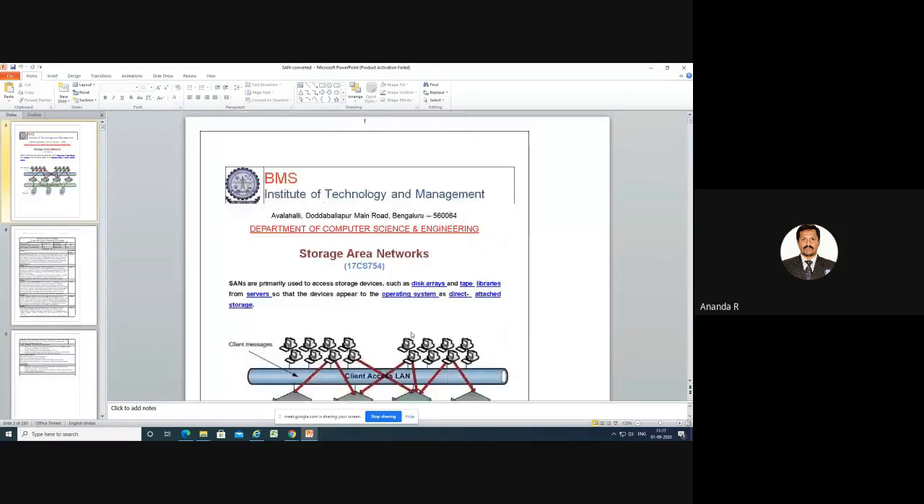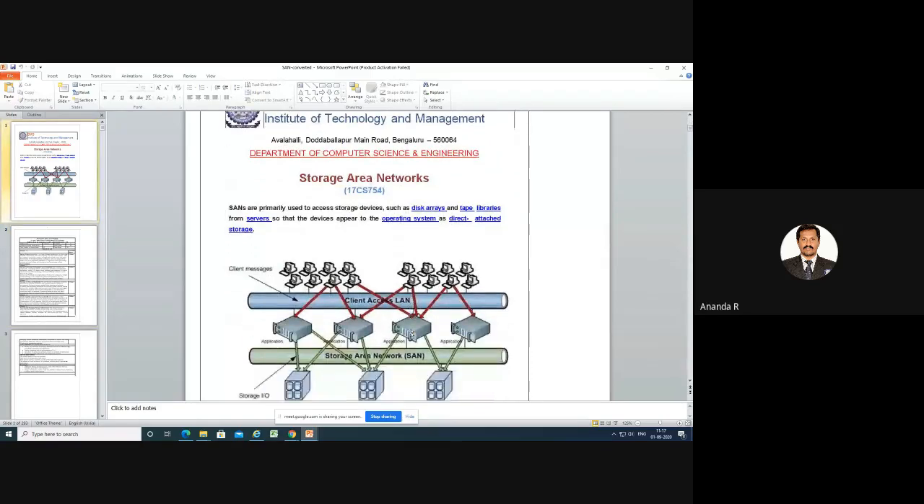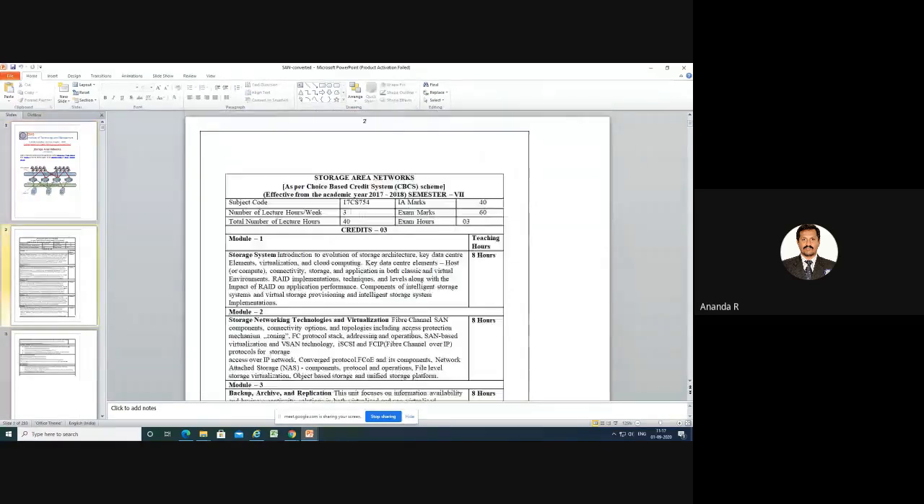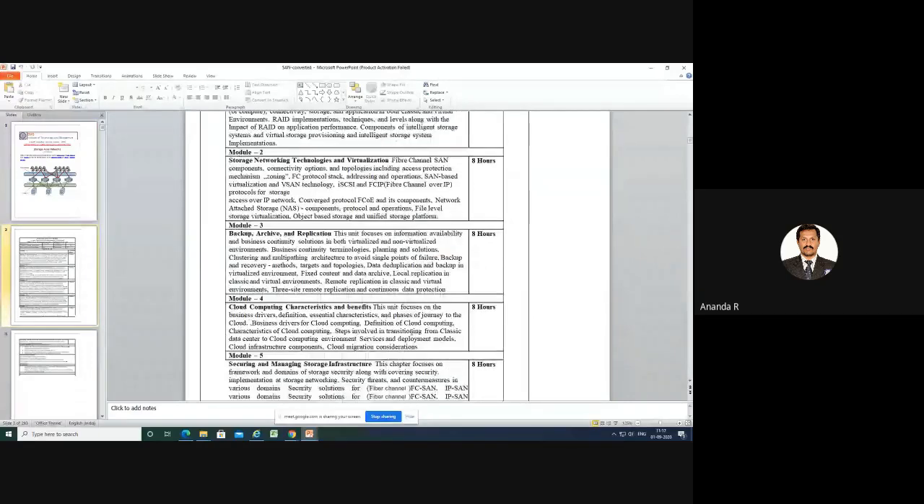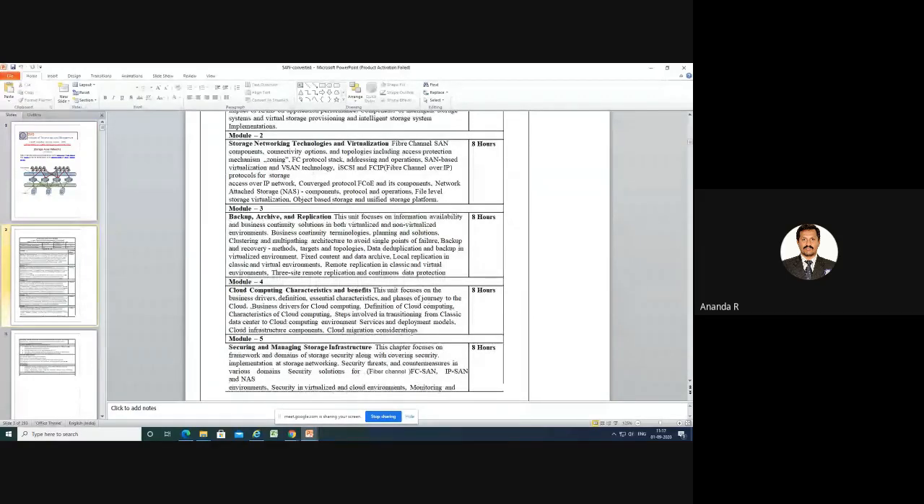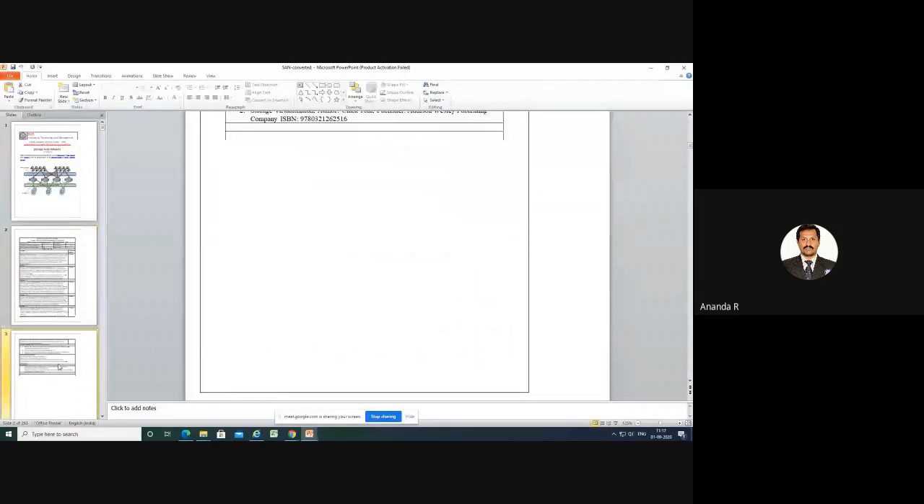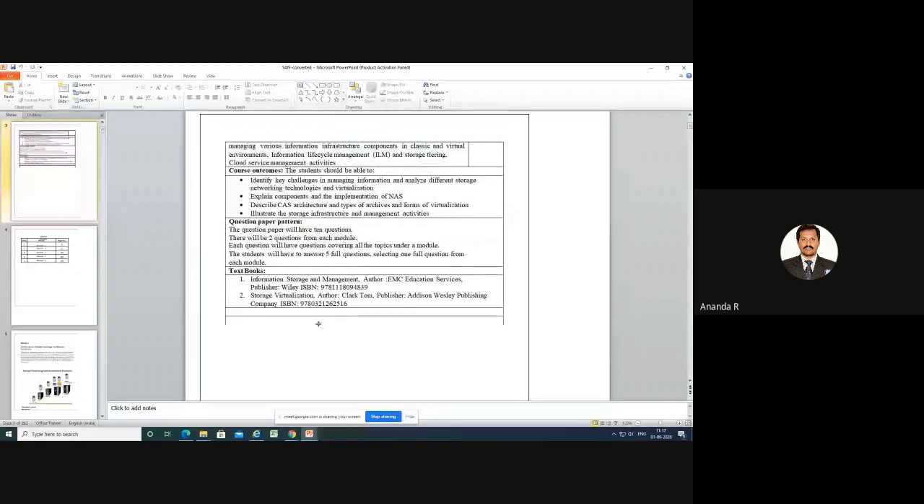And also we discuss the environmental aspects, managing various information infrastructure components in the classic and virtual environment, then information lifecycle management and storage tiering, and cloud service management activities. All these things we're going to discuss in module number 5.